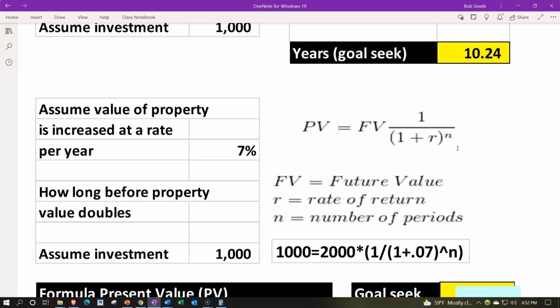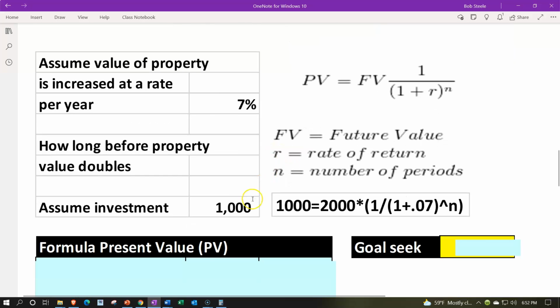You could do that algebraically in this case, because we have the percent here, and we have the assumed investment amount, which is going to be the present value, our starting point. And we know the future value because our goal is to see how long it takes for this to double. That means that 1,000 needs to be converted to 2,000.